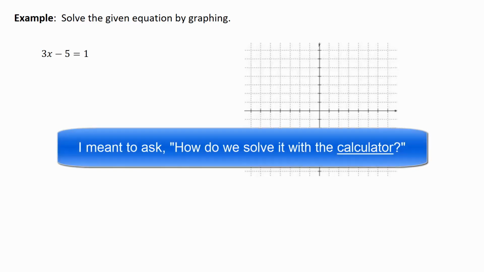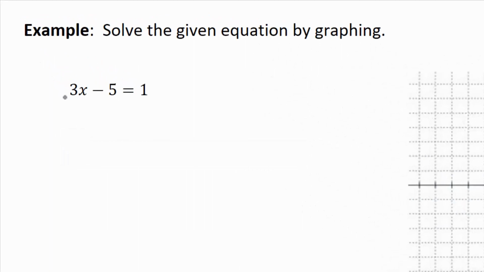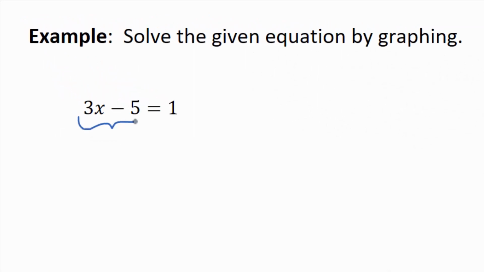Well, we create two different functions, essentially two different equations. We think of the left-hand side as y, or I'm going to call it y subscript 1. And we think of the right-hand side as y as well. I'll call it y subscript 2. And the idea is we graph both of those equations separately. y1 equals 3x minus 5, and y2 equals 1.